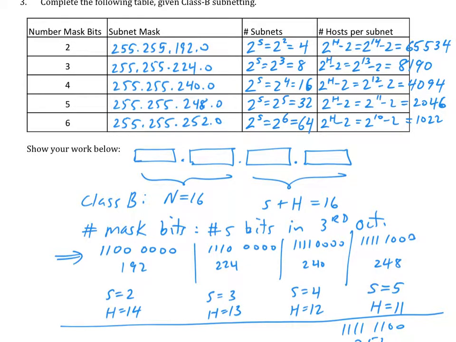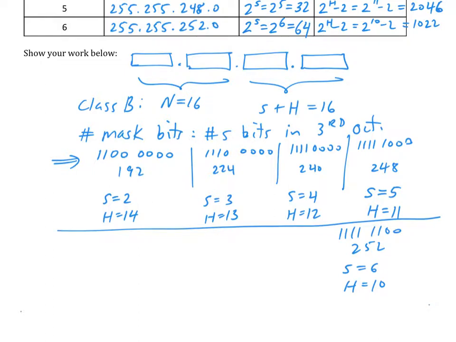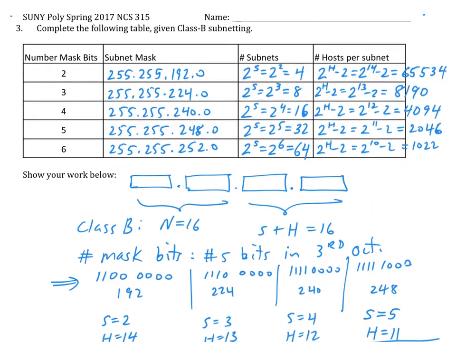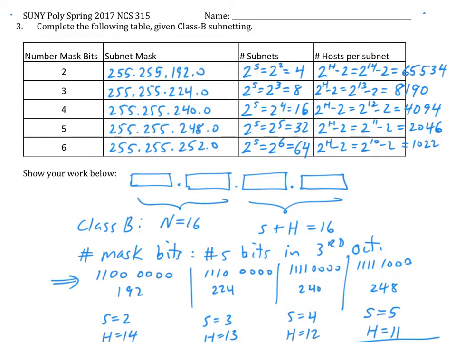And finally, if I have 6 mask bits, then I have 6 ones and 2 zeros in a byte. That gives me a 252, S being 6, H being 10. And so we get the 252 here.